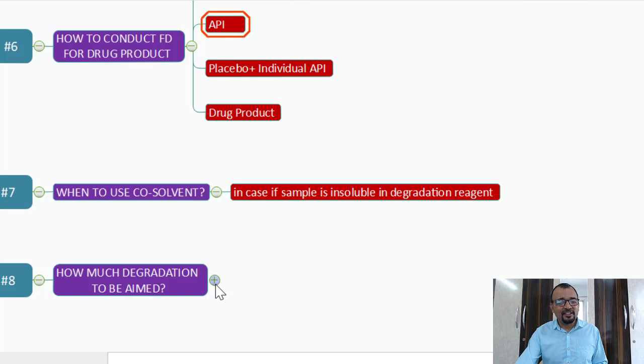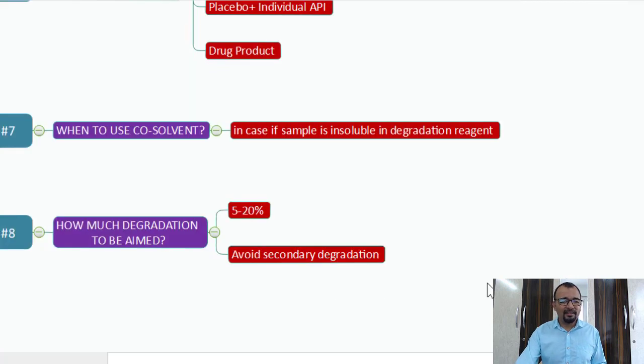And how much degradation should be aimed for? I think we discussed this point, and 5 to 20% is always a preferable window for the degradation, because this will also not give secondary degradation. So impurities will not further degrade into other impurities, and this is just a hypothesis, but 5 to 20% is a good window and it is acceptable in most of the regulatory markets. So I hope now this video has given you an overview of how to conduct the forced degradation study.